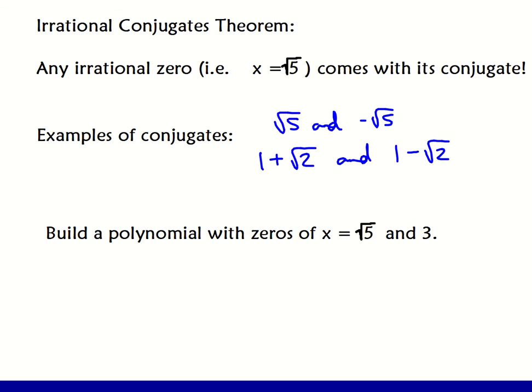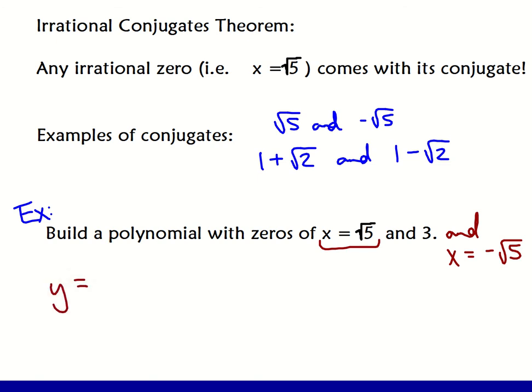An example of this is the directions that would say build a polynomial with zeros of x equals root 5 and x equals 3. The hidden instruction in here that you would have to first realize is that if there is a zero of x equals positive root 5, that means there is also a zero of x equals negative root 5 by this theorem, the Irrational Conjugates Theorem. So I'm going to build that polynomial from the zeros backwards into the factors.